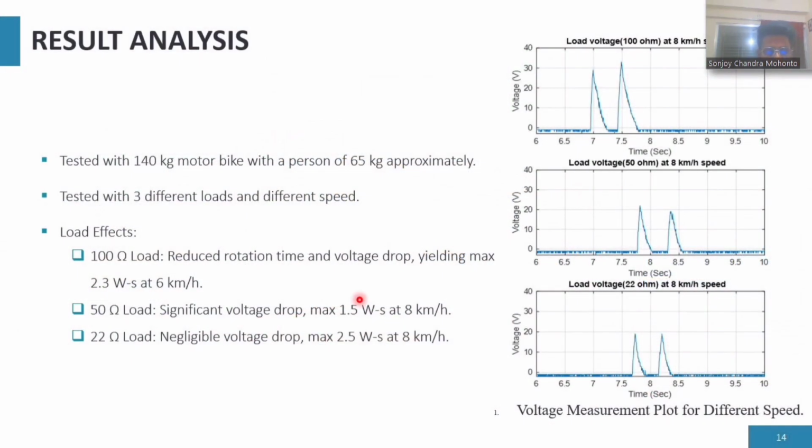In result analysis, we have tested our prototype for a total of 205 kg of load. We have tested and collected data for 3 different loads: 100 ohm, 50 ohm and the third one is 22 ohm. At different speeds, we used a storage oscilloscope to determine the power when the bike passed through. Here we got the maximum energy for the 22 ohm load, which is 2.5 watt second.